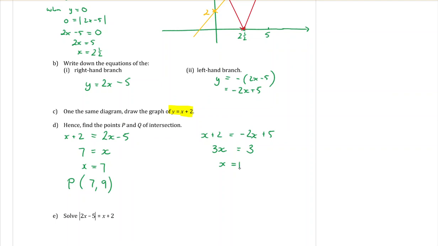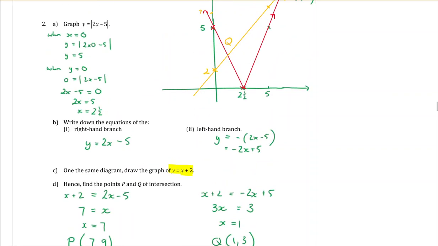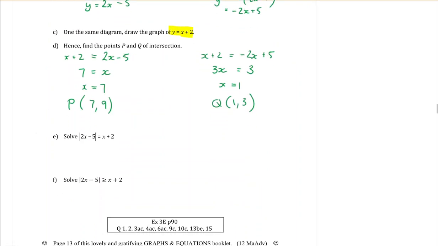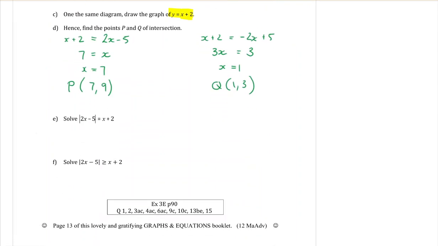Sub that into the highlighted yellow equation. 1 plus 2 makes 3. So the coordinates of Q is going to be 1, 3. And again, looking back here, that looks pretty reasonable. Q looks like it could be 1, 3. Okay? All right.